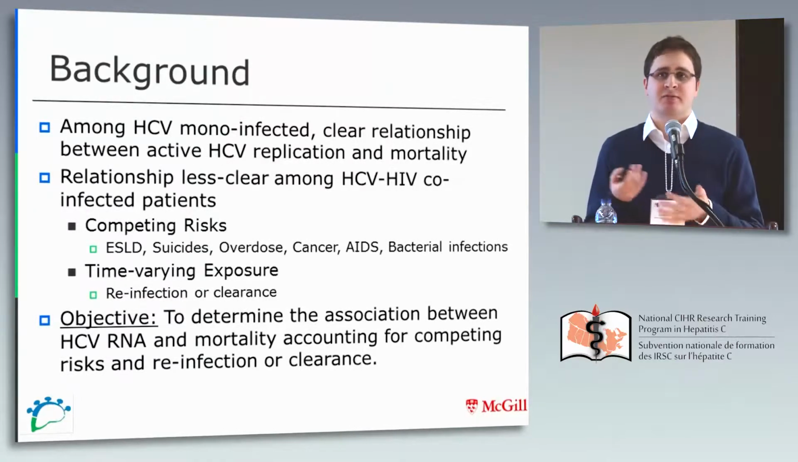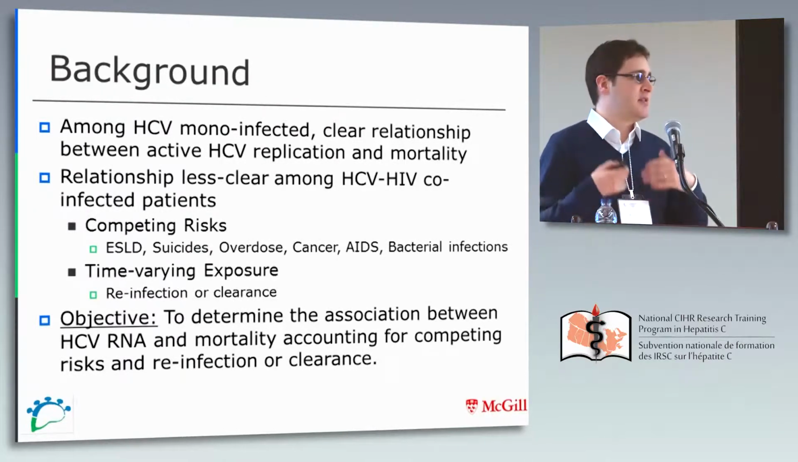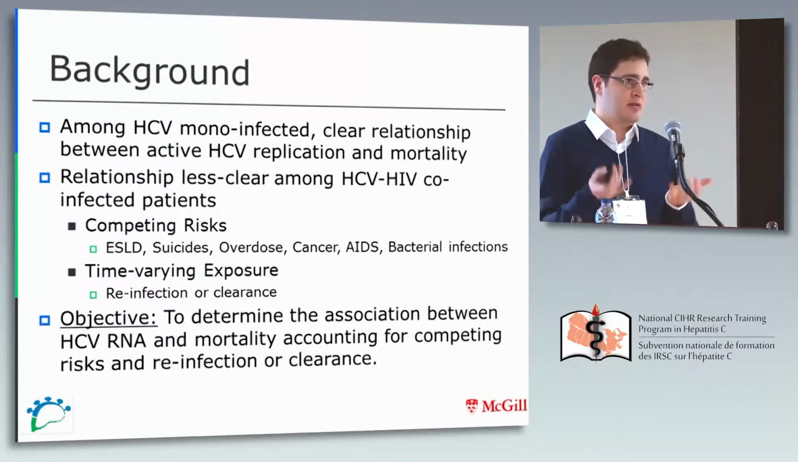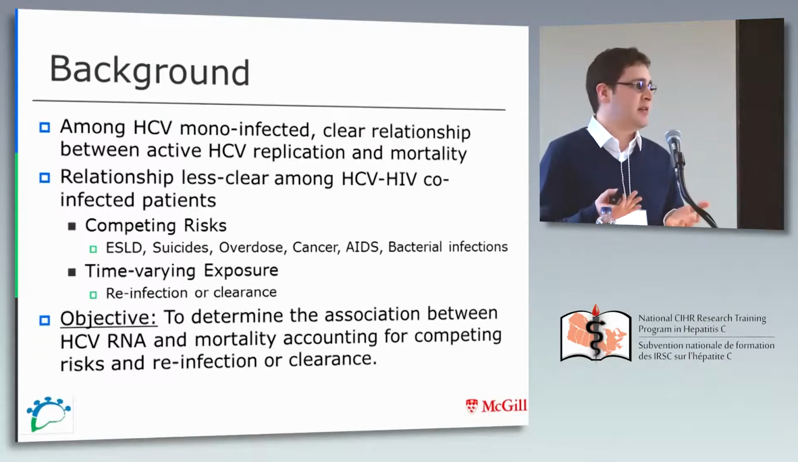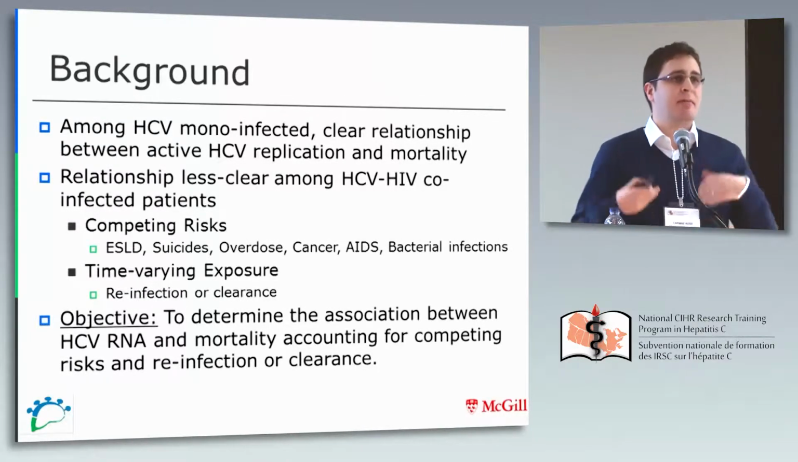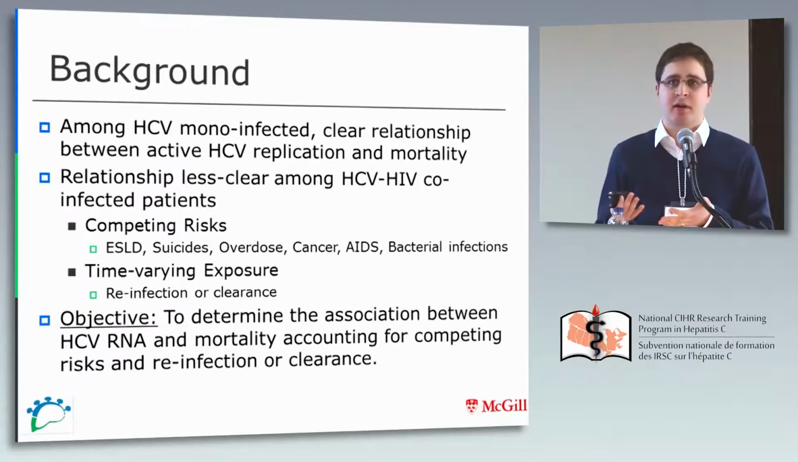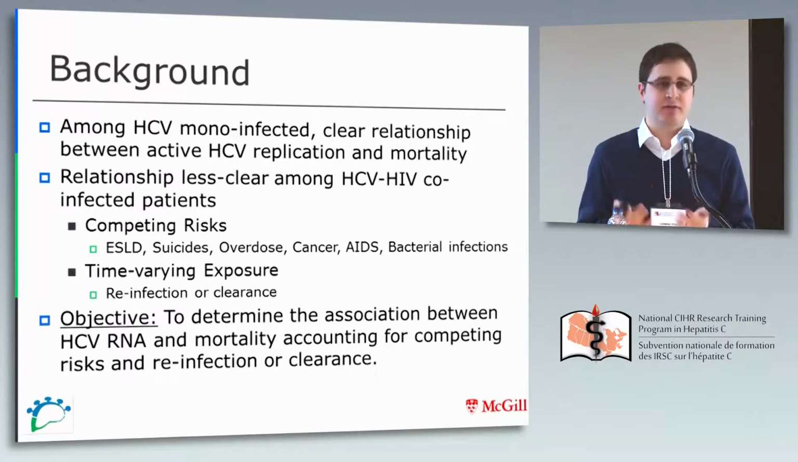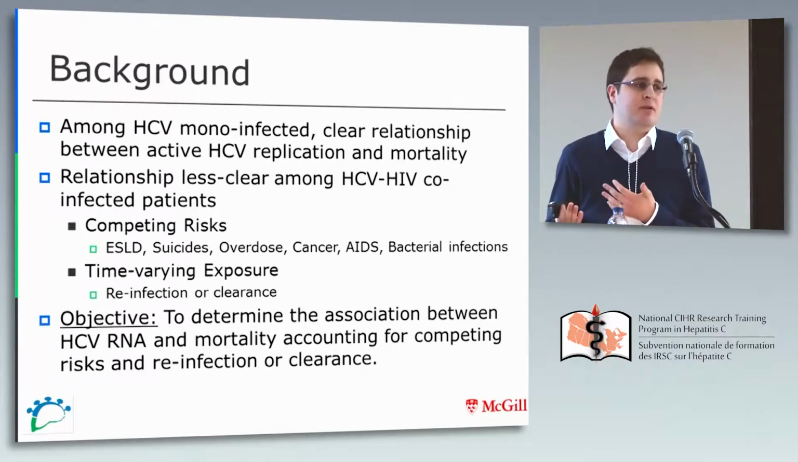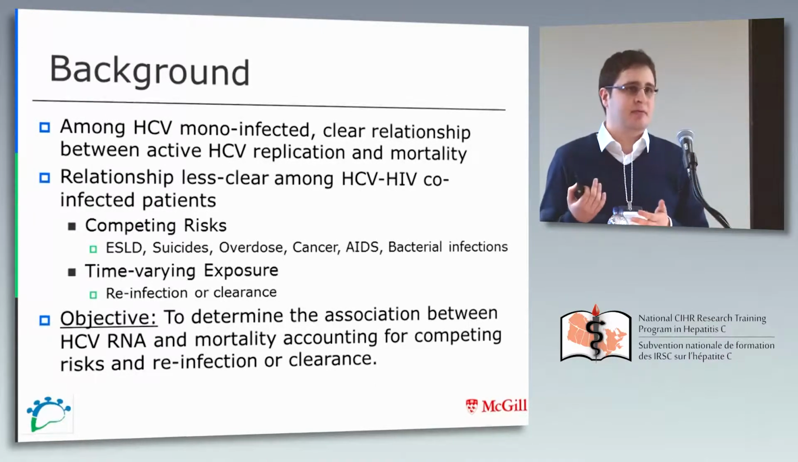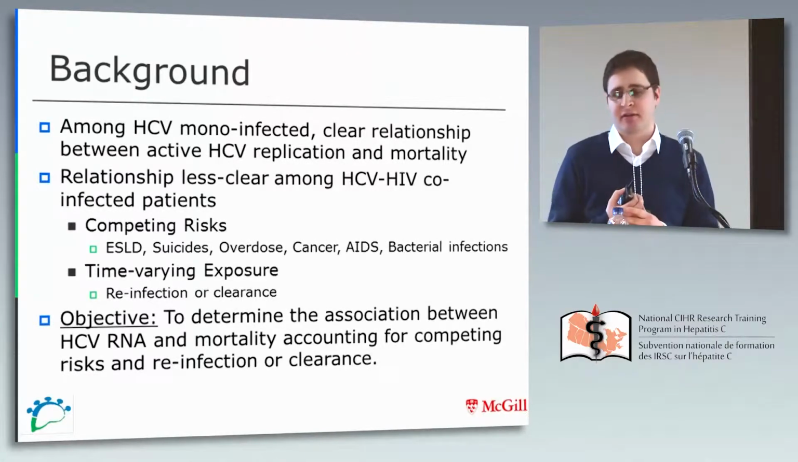But we know that some people who might have cleared the infection could be exposed to another strain of hepatitis C, because let's say they're continuing to be injection drug users, so they might be reinfected and become HCV RNA positive. Alternatively, those who are HCV RNA positive can also become HCV RNA negative if they're treated with ribavirin or pegylated interferon and develop a sustained virological response.